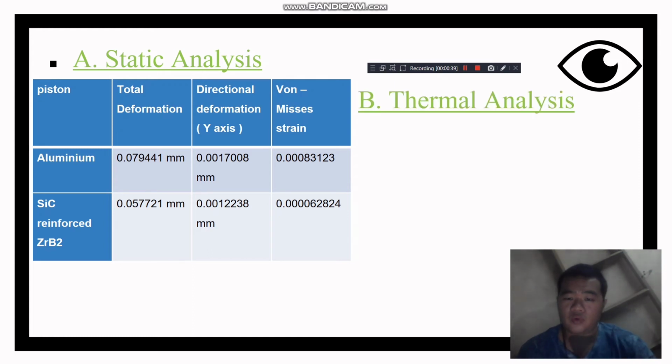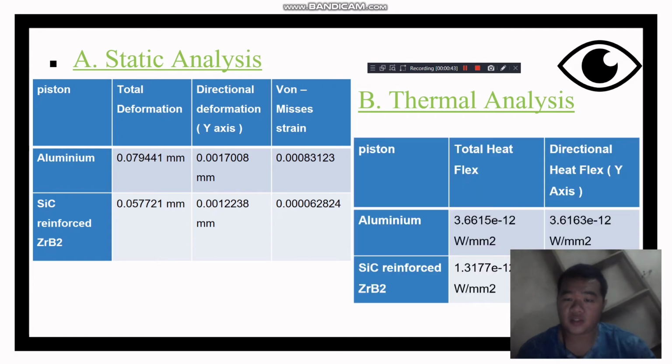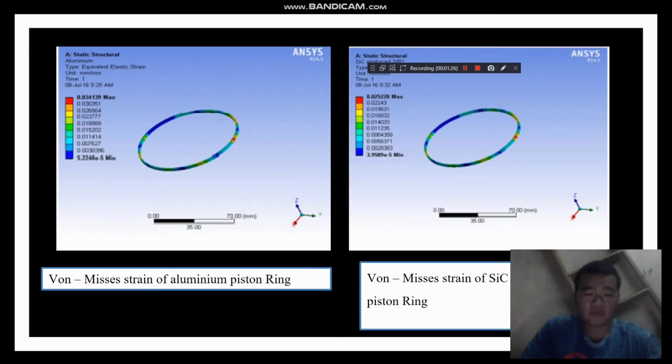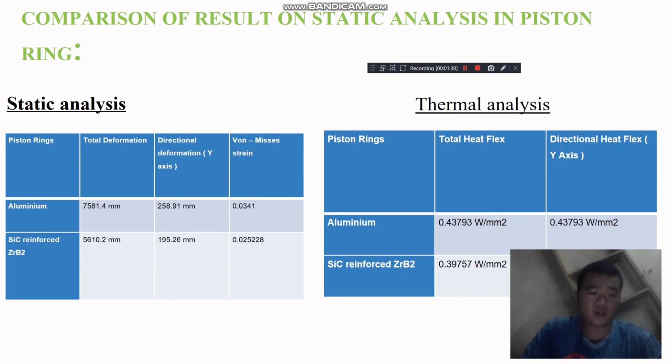And the next, I will introduce and compare the thermal analysis. The second condition to compare also compares the aluminum component and the silicon carbide reinforced zirconium diboride. In the two columns, this is the total heat flux and the directional heat flux on the y-axis. The next part is the piston ring, and the results obtained from applying the aluminum and silicon carbide reinforced zirconium diboride material for the piston ring are two conditions like the piston. This is the structural analysis and the thermal analysis.